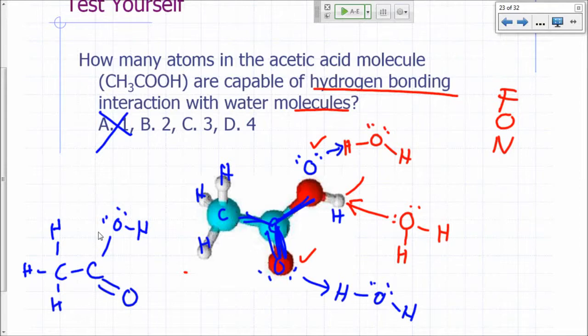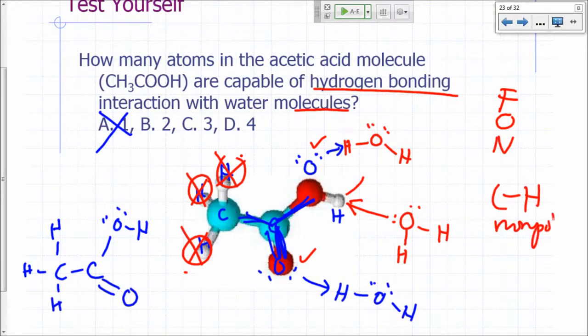What about these hydrogens right here? Why aren't they capable of hydrogen bonding? These are not capable of hydrogen bonding because the hydrogens are not attached to fluorine, oxygen, or nitrogen. They're attached to carbon. A carbon to hydrogen bond is essentially nonpolar. So that hydrogen is not very attractive to an electron pair on a neighboring water molecule. So the correct answer here is B.